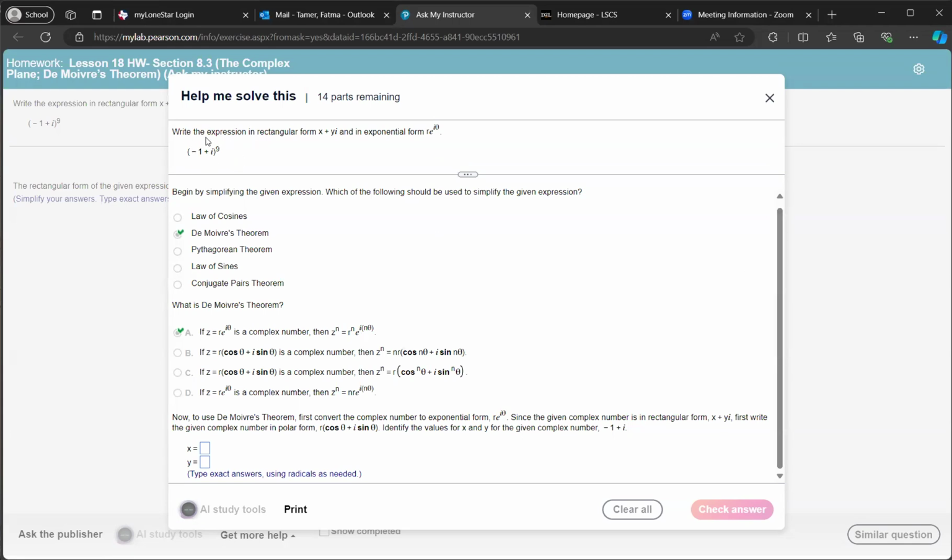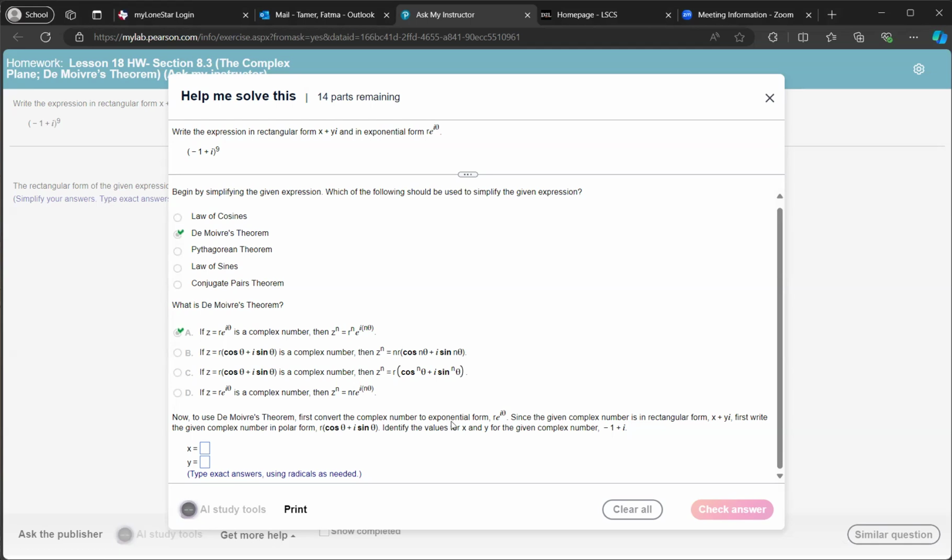Remember, the main idea for this question is we have (-1 + i) to the power of 9. We want to raise -1 + i to the power of 9. Now, to use this theorem, first convert the complex number to an exponential form. Since the given complex number is in rectangular form, first write the given complex number in polar form.